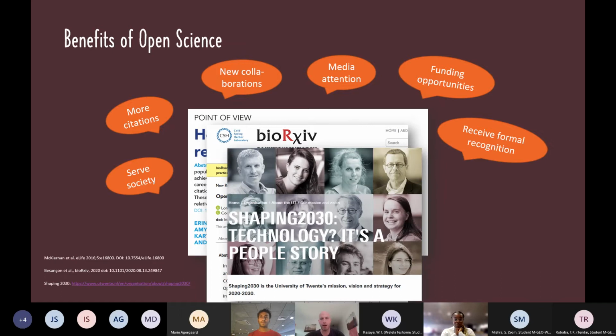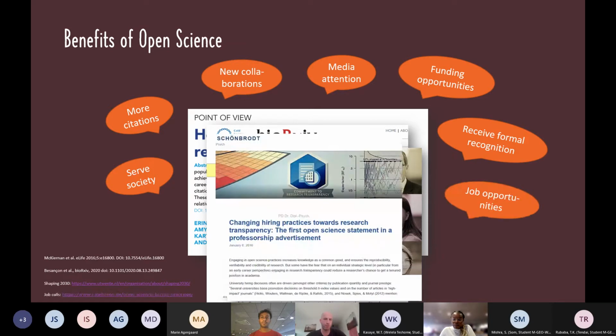Open science is also part of Shaping 2030. Shaping 2030 is the University of Twente's mission, vision, and strategy to increase the social impact of research as well as diversity and inclusion in science. So researchers at UT will also get formal recognition. Finally, also hiring practices seem to change. More and more job calls in academia include open science statements. This means that applicants need to show how they want to adhere to open science principles if they get the job.